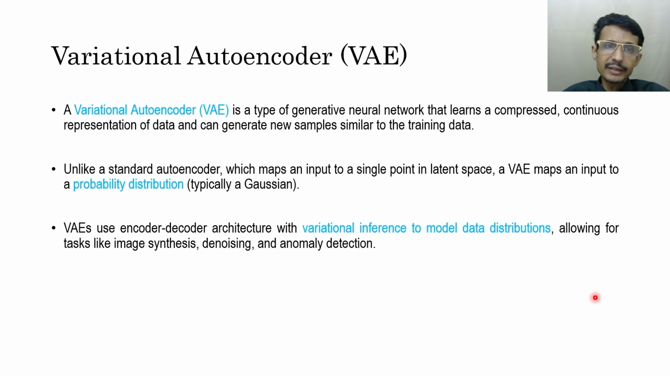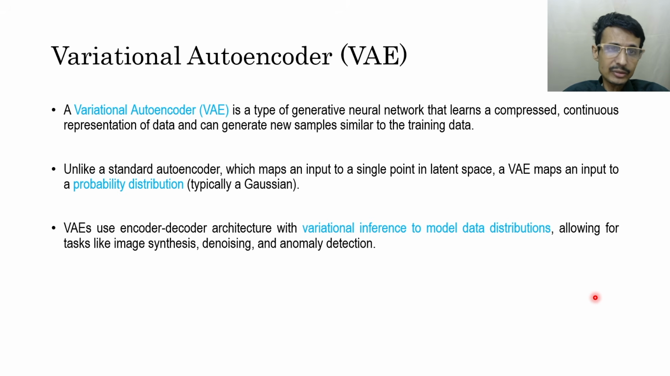Now, a variational autoencoder is a type of generative neural network that learns a compressed continuous representation of data and can generate new samples similar to the training data. Now, what does this statement mean? First of all, we know about autoencoders from our previous machine learning lectures. An autoencoder is something which reconstructs the input.